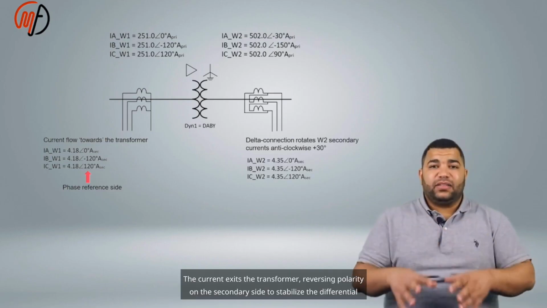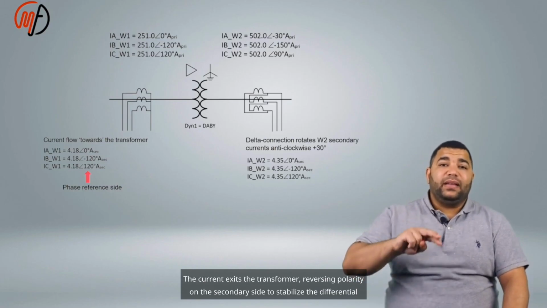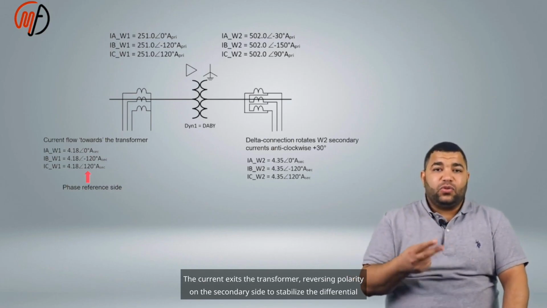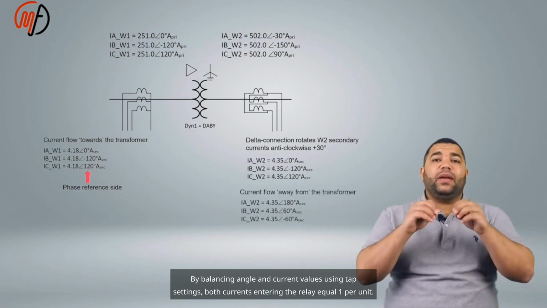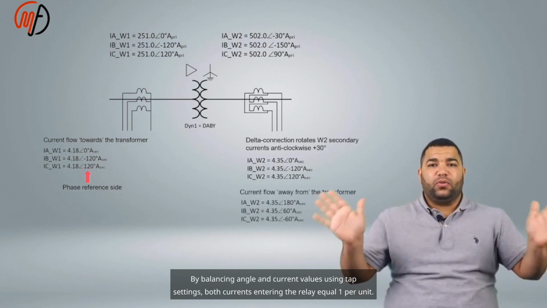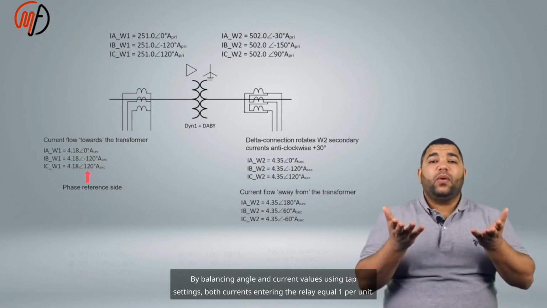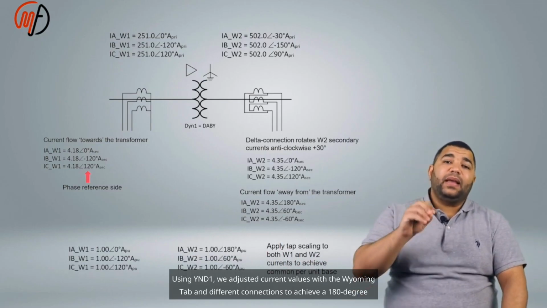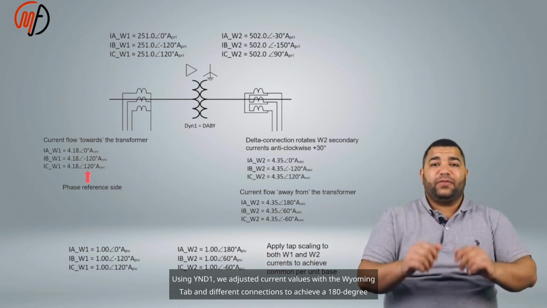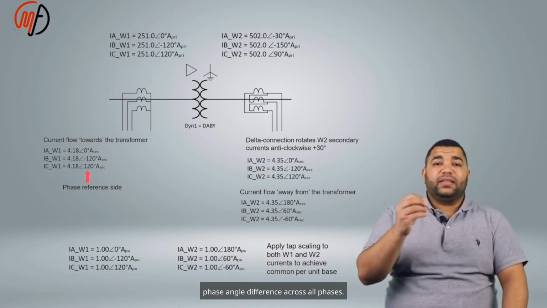The current exits the transformer, reversing polarity on the secondary side to stabilize the differential relay at 180 degrees. By balancing angle and current values using tap settings, both currents entering the relay equal 1 per unit. Using YND1, we adjusted current values with the tap and different connections to achieve a 180-degree phase angle difference across all phases.